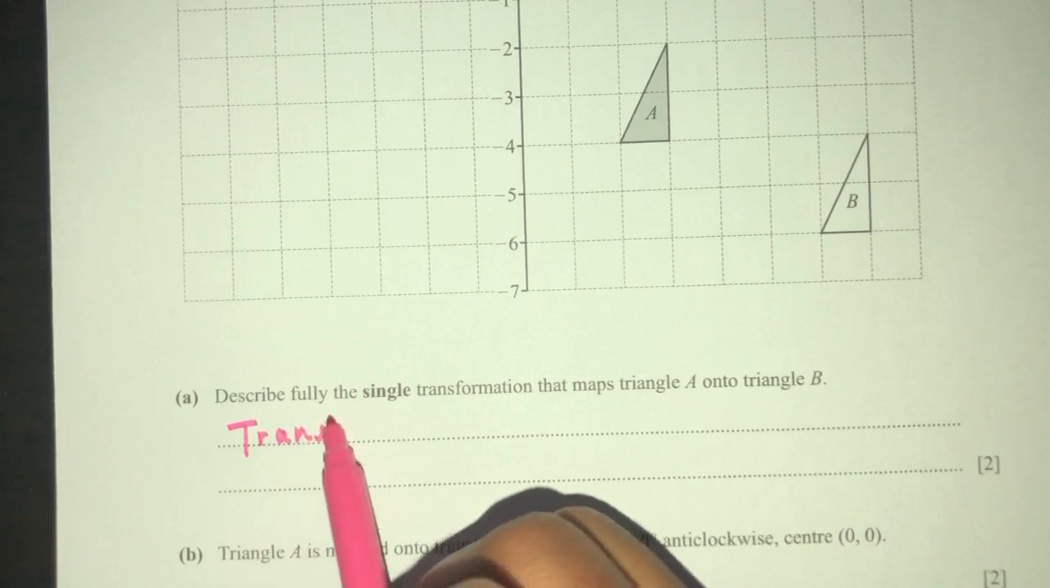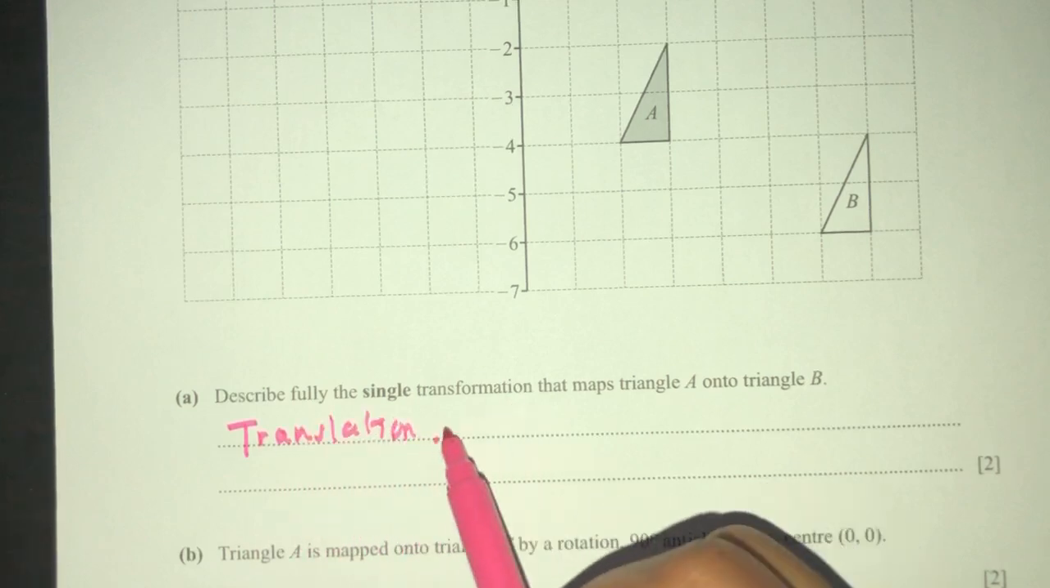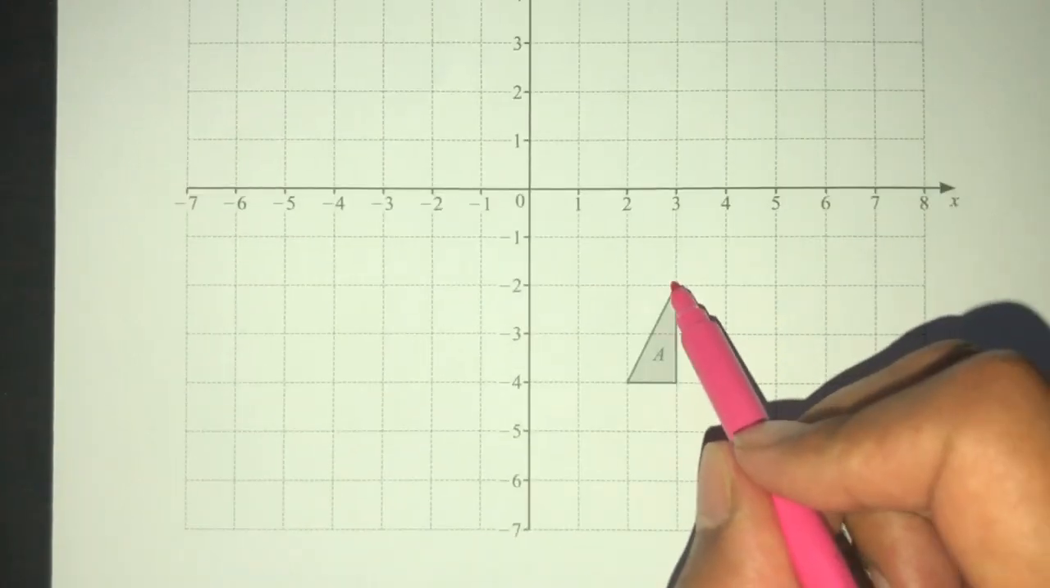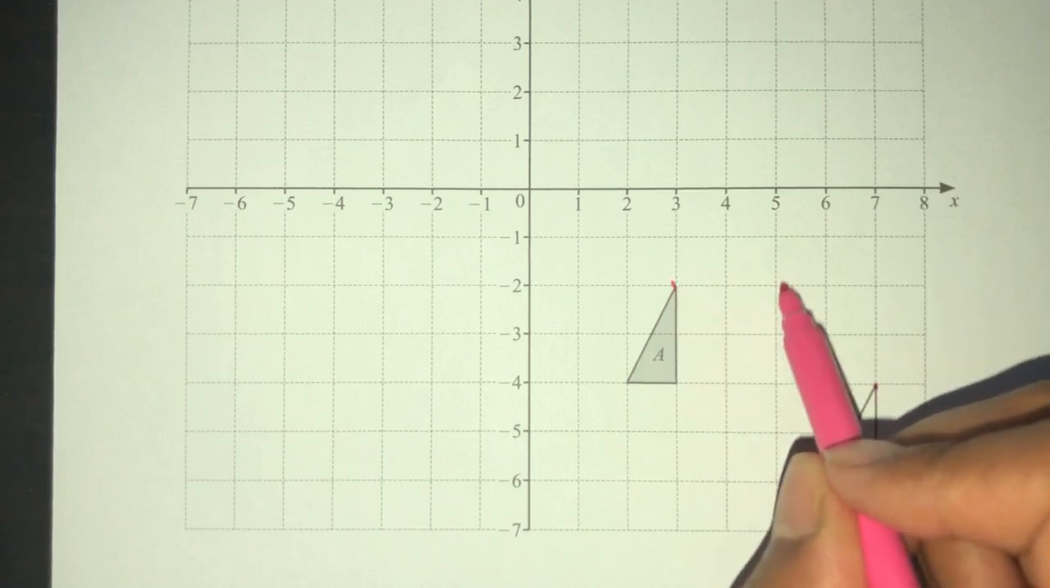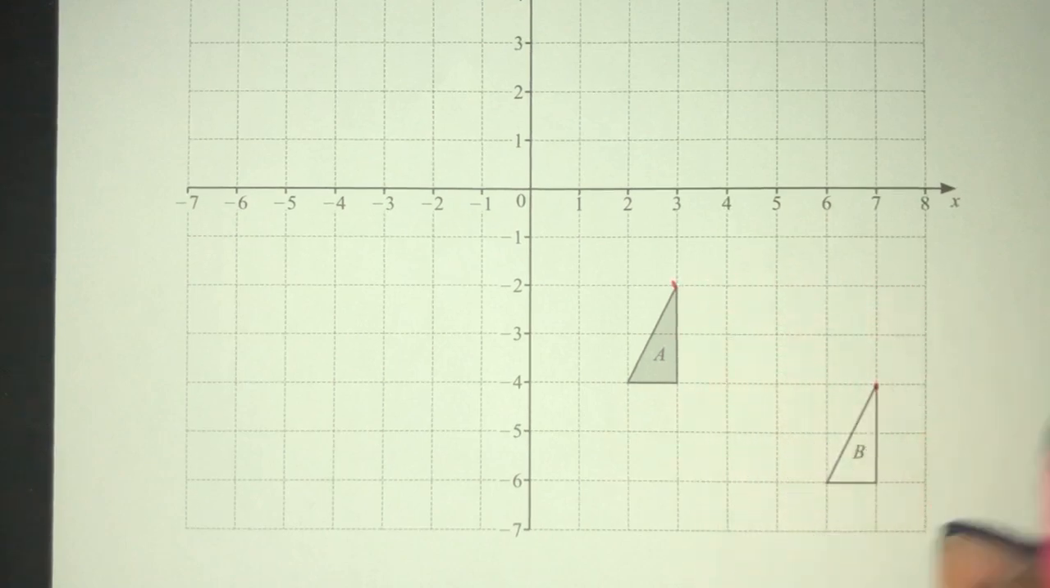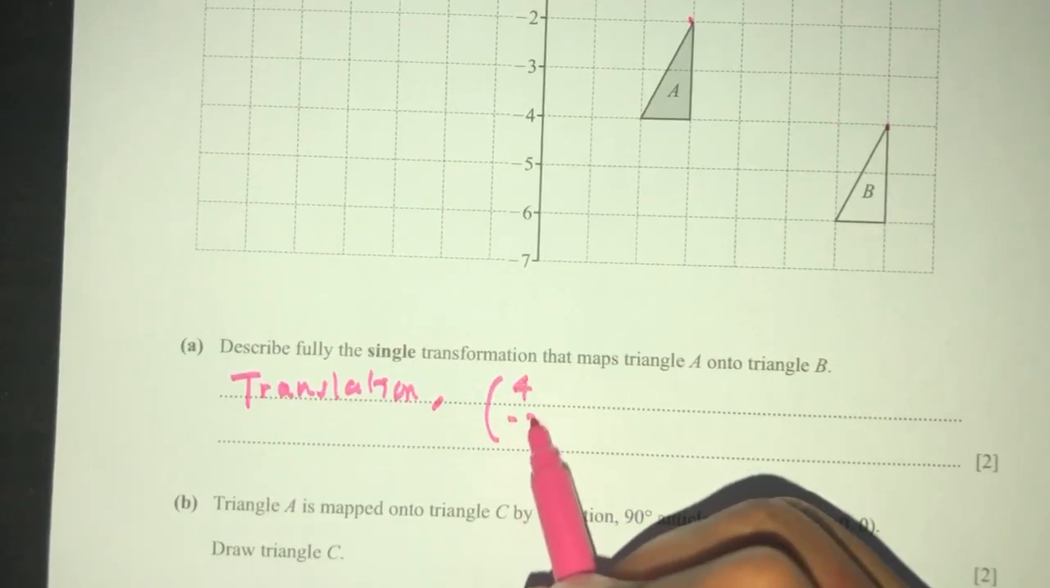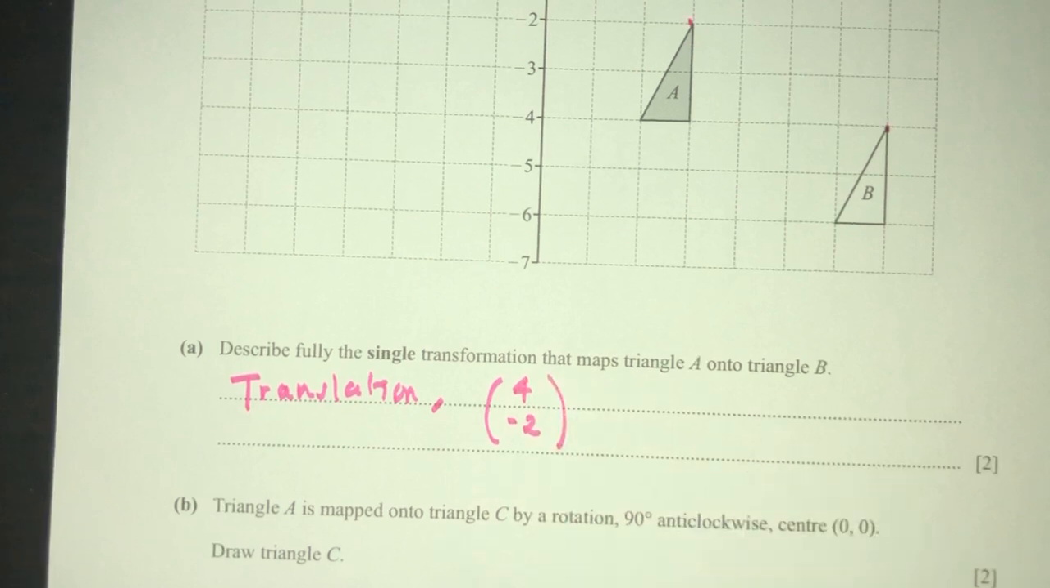You have to write translation. And with the column vector, what is it? So this point became this point. So I have to move 1, 2, 3, 4, and 1, 2. So 4 to the right and 2 to the bottom. That'll be (4, -2).